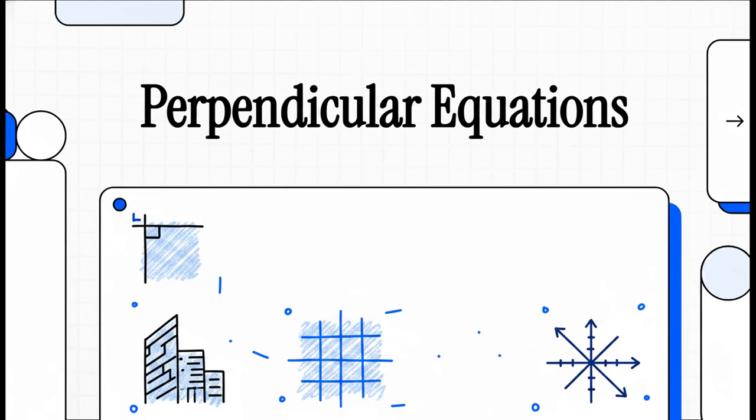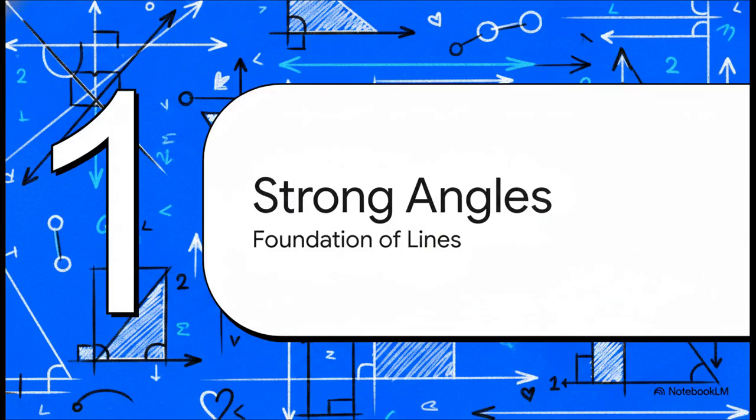Welcome to the Explainer. Today, we're jumping right into an incredibly cool TEKS 8.2F math lesson. We're going to take a journey from abstract algebra straight into building strong, real-world foundations. So, let's get right into it. Section 1. Strong angles, strong relationships. The foundation of perpendicular lines.